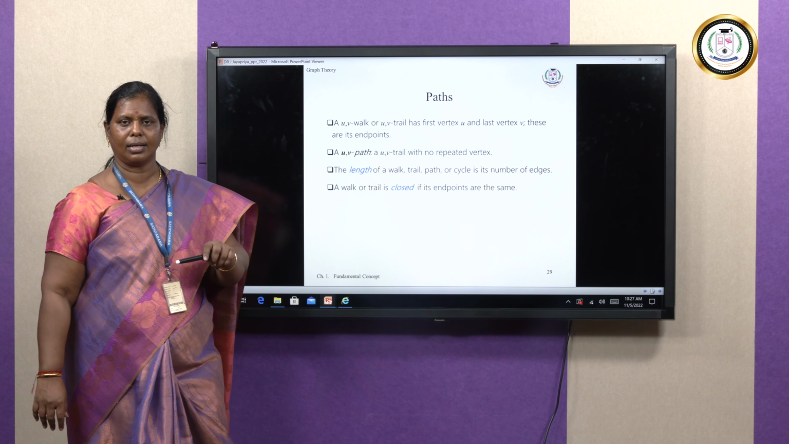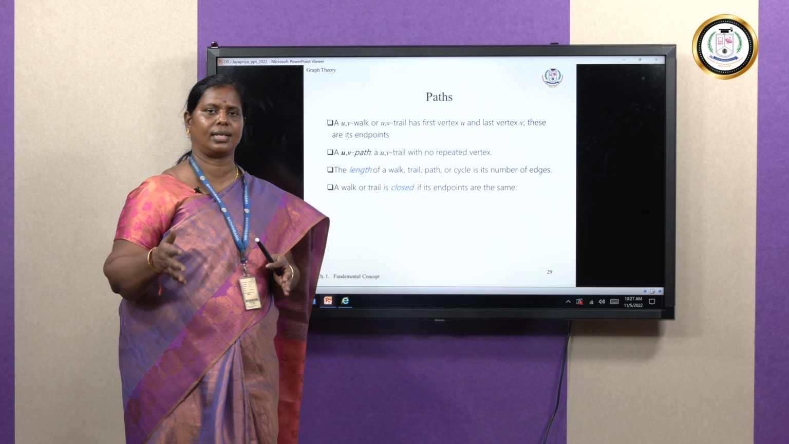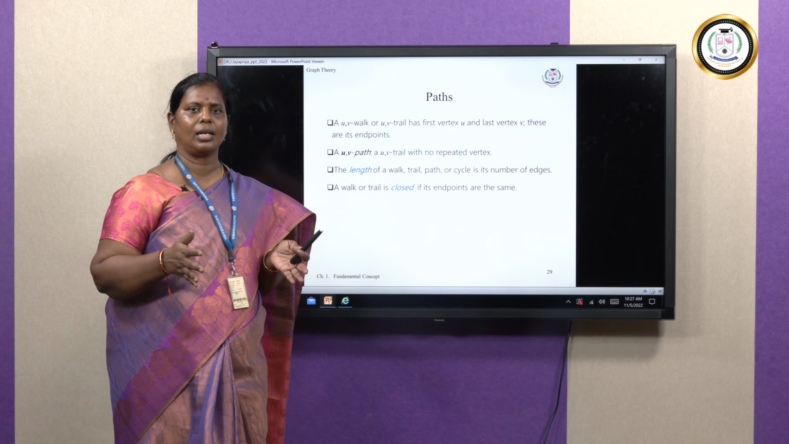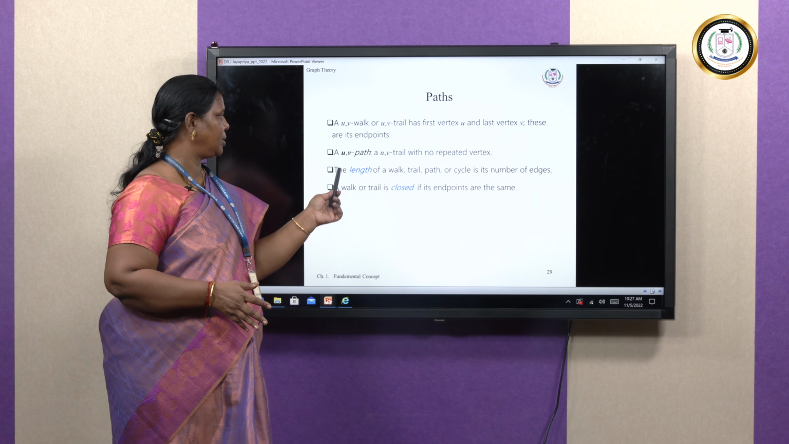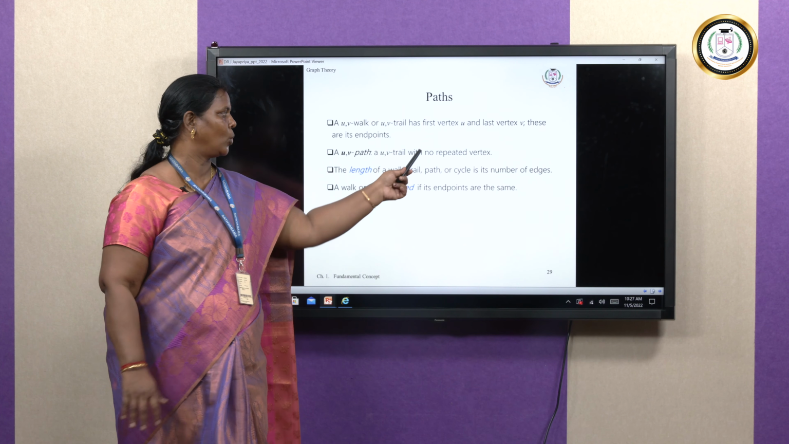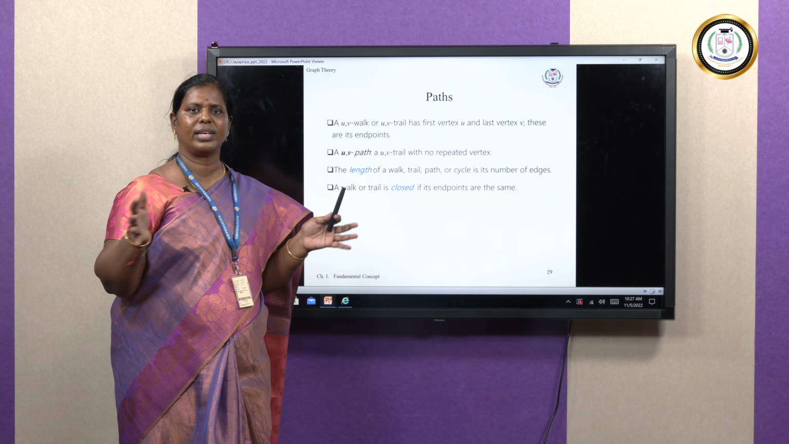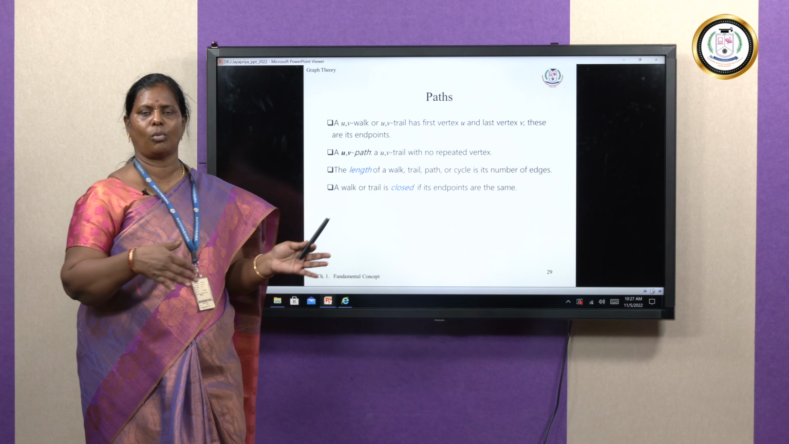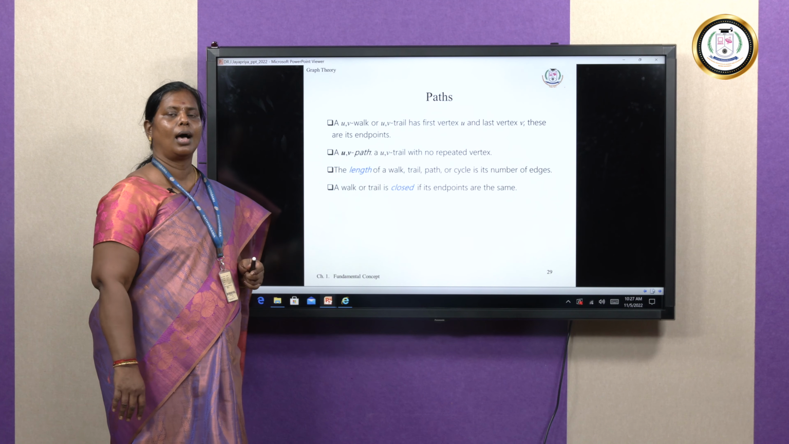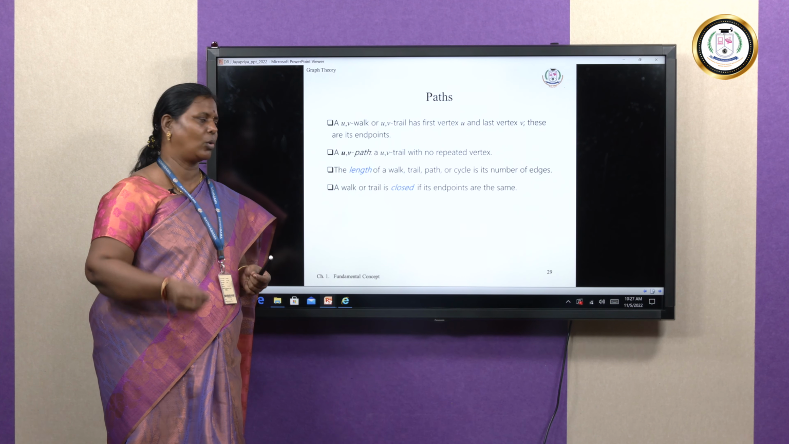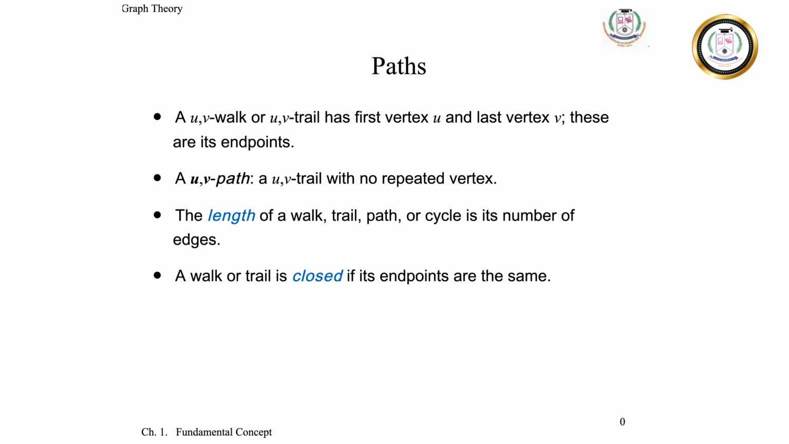So, I will just highlight again: what does a walk mean? It is a sequence of vertices and edges. A trail means what? A walk in which the edges are not repeated. A path means what? It is a trail with no repeated vertex. So, length means what? The number of edges in that path or walk, we call it the length of a walk, trail, path or cycle. And we call it a closed trail or closed walk if the end points are the same.